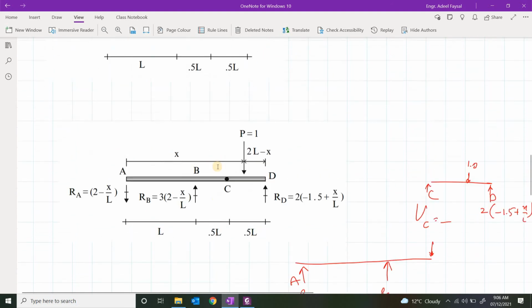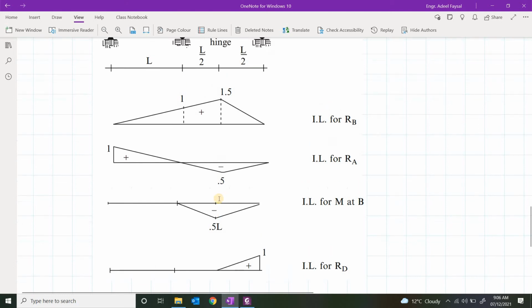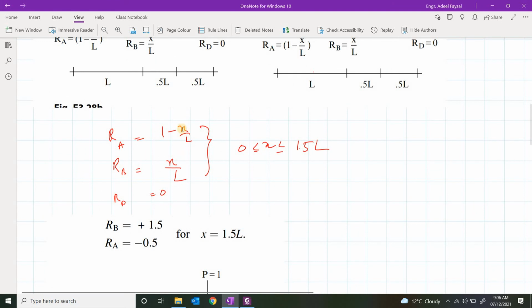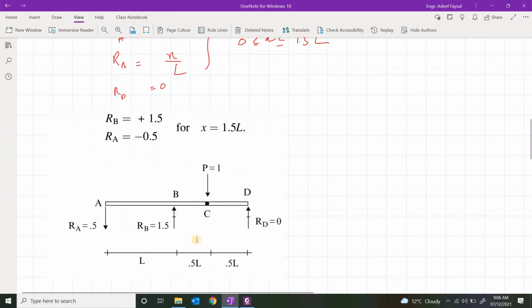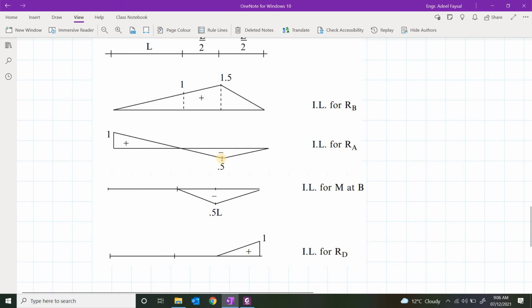All right. And then let's look at their values when X is equal to 1.5 L. So you just put X equal to 1.5 L in these expressions. And we have just seen these things before. When you put X equal to 1.5 L, this becomes minus 0.5. So it means at this location, for RA, this should be minus 0.5. Now, once you have located this point, minus 0.5, you can join it with the previous point with a straight line. Agree?